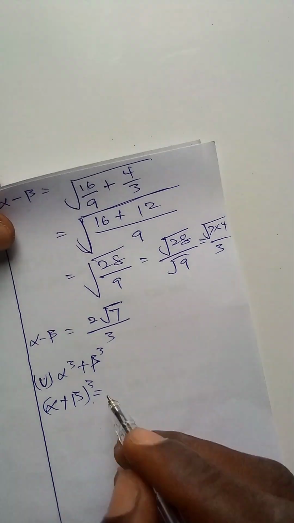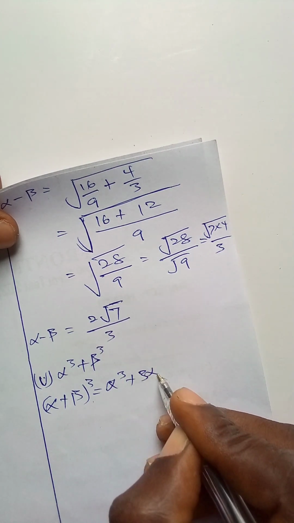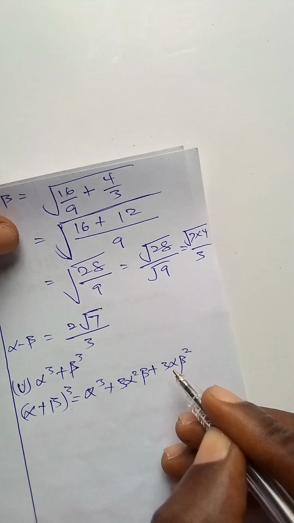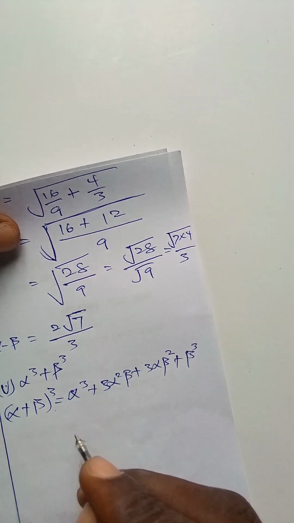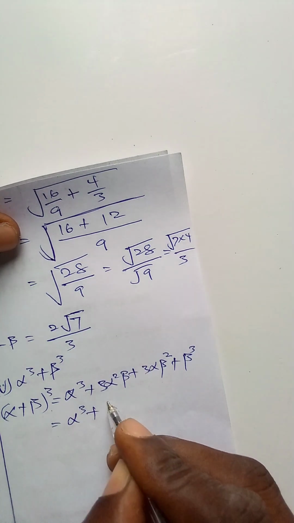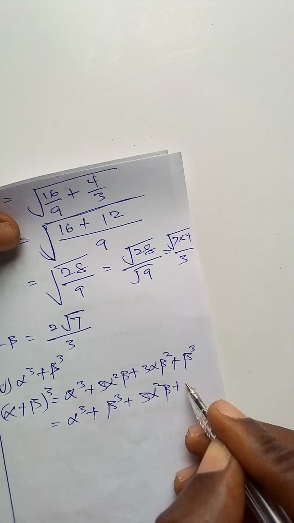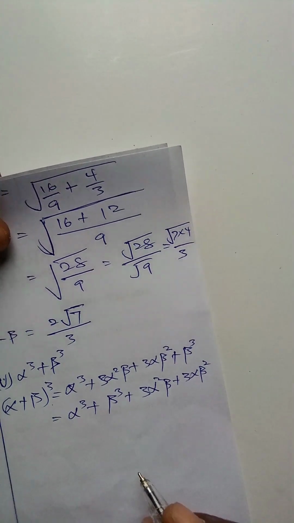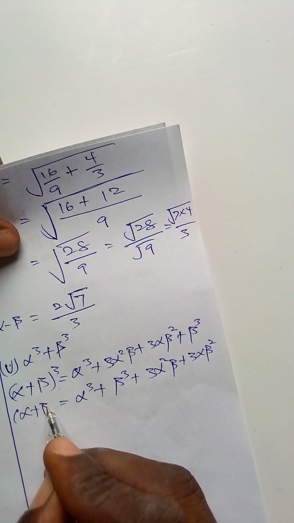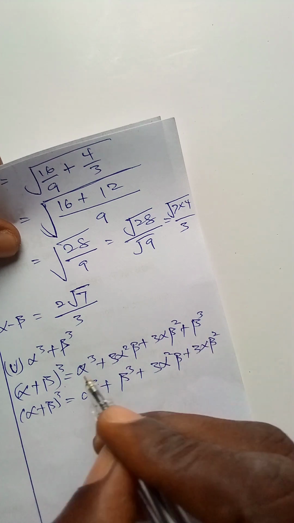When we use binomial expansion, it becomes alpha cube plus 3 alpha squared beta plus 3 alpha beta squared plus beta cube. Now let's collect these two terms with cubes. Alpha cube plus beta cube, then plus 3 alpha squared beta plus 3 alpha beta squared. Now this is the term that we are required. So it means that alpha plus beta all cubed is this. So let's transfer these two terms to the other side.